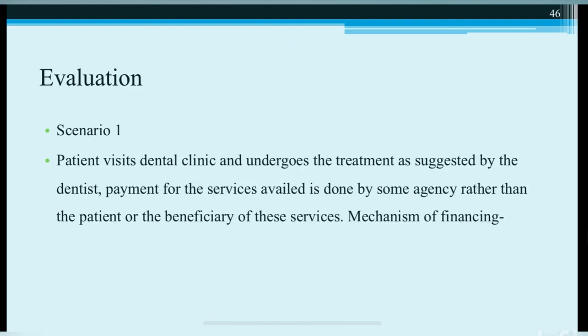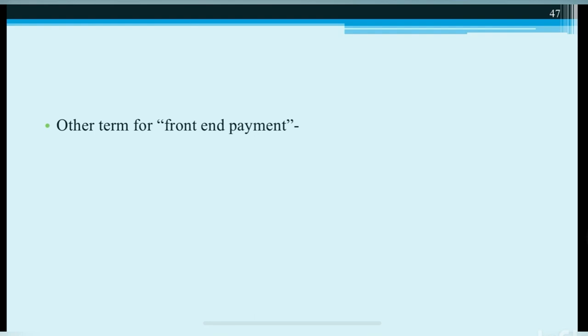So coming to evaluation, this is basically for what you have just understood from this lecture. This is scenario one, where the patient visits a dental clinic and undergoes the treatment as suggested by the dentist. Payment for the services availed is done by some agency rather than the patient or the beneficiary of these services. See, the payment is done by some other agency, like some third party. So what will be the mechanism of financing? Private third party prepayment plans.